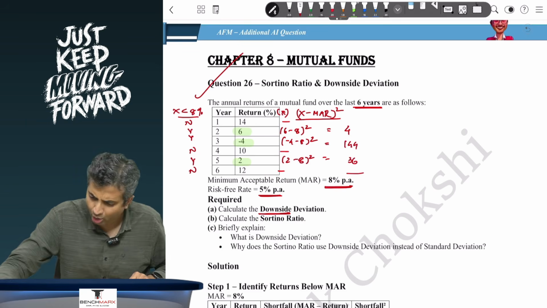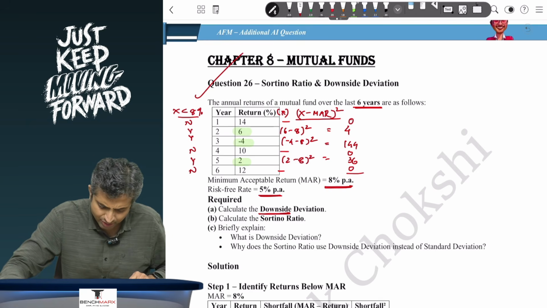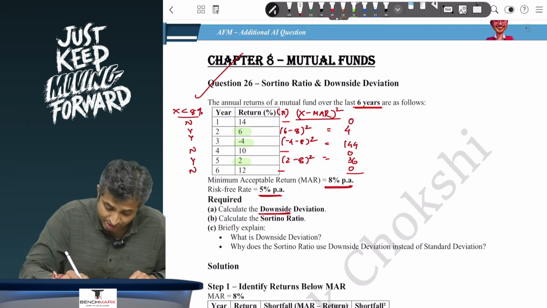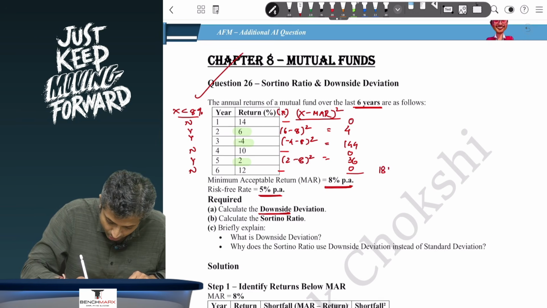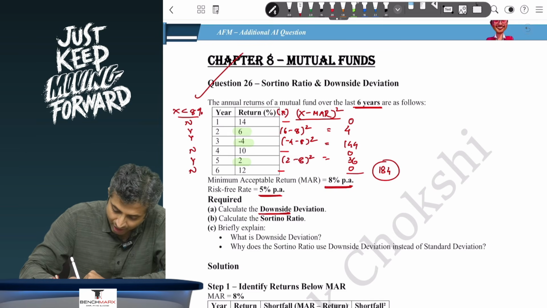So if I total up all of these, the other values I would take as 0 only, in which case this will be 4, 144 and 36. I believe this is 184. Okay, 184.